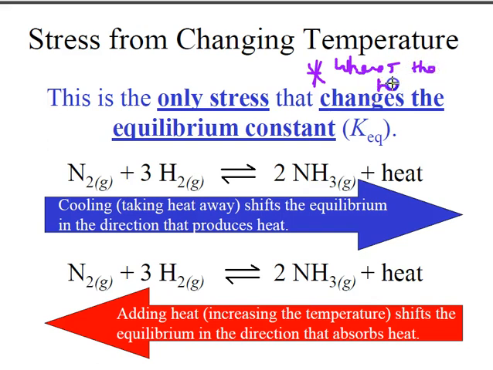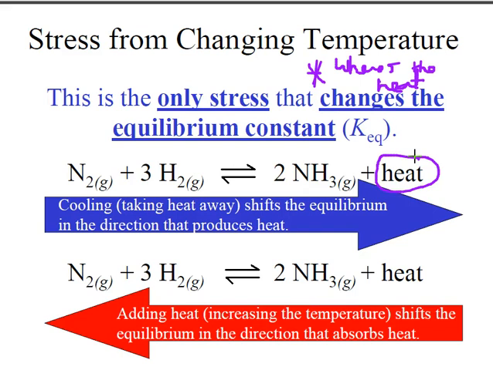Remember, if it's an exothermic reaction, then heat will be a product, like it is in this case. But if it's an endothermic reaction, then heat will be a reactant. So if we're dealing with changing temperatures, we've got to know where's the heat. In this case, heat is a product. So if we cool down the reaction, we're taking away the heat. And remember, we said that if you remove something, you've got to make more of it.